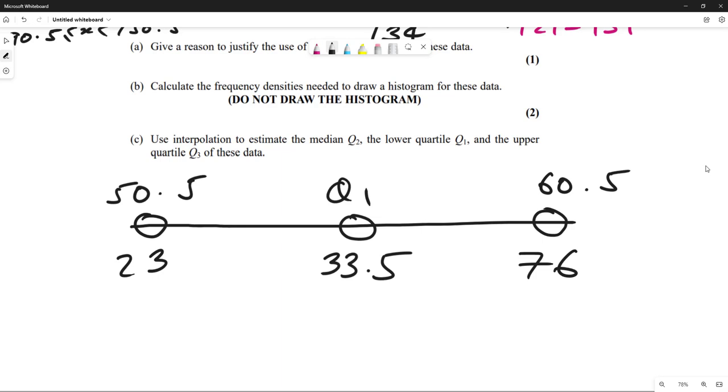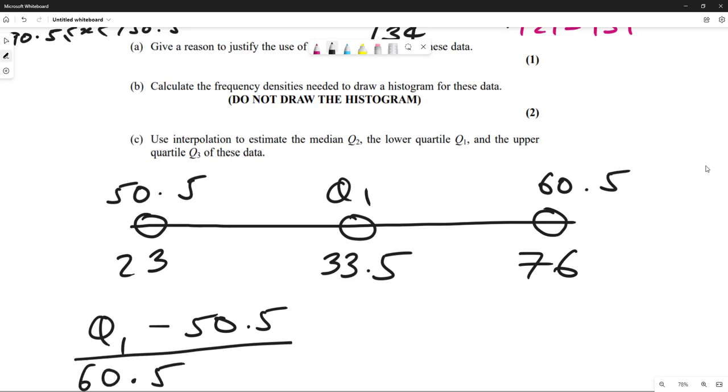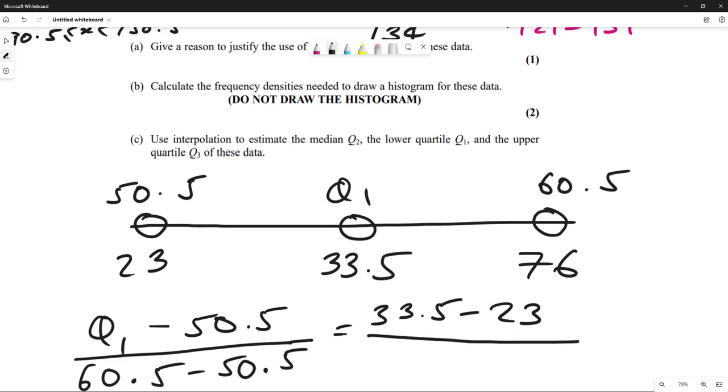And now we can work out the lower quartile. So now we're going to do Q1 minus 50.5 over 60.5 minus 50.5. To improve the clarity of that, it must be the same as 33.5 minus 23 over 76 minus 23.